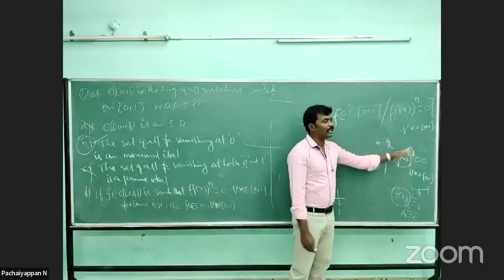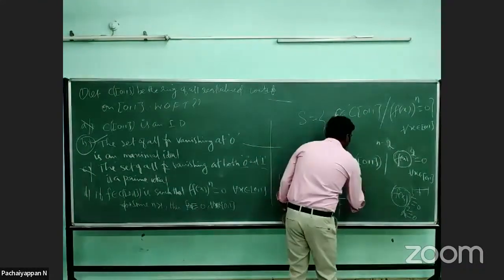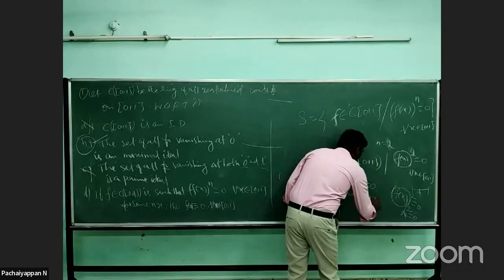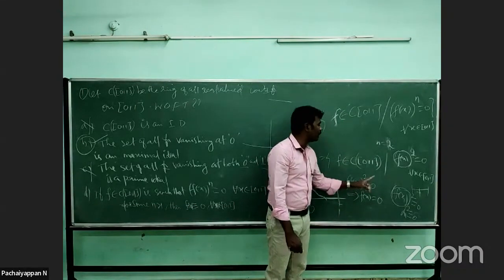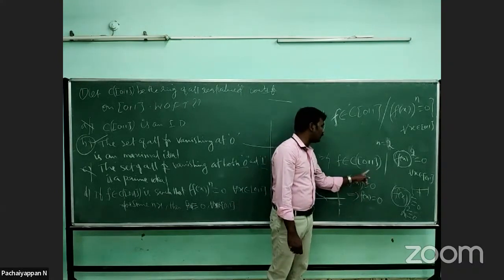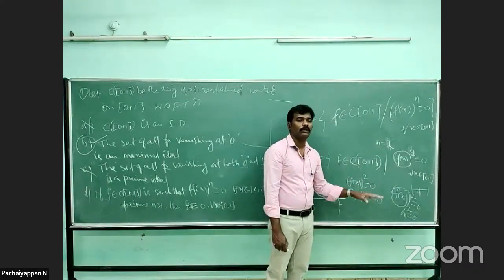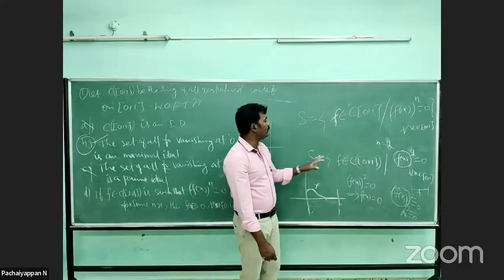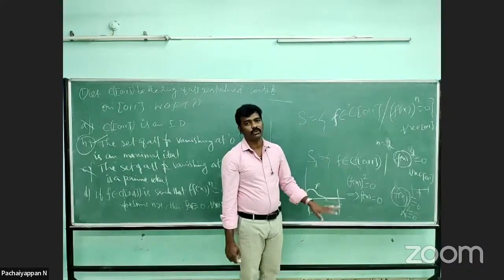Why? f of x square equal to 0 for all x means f of x whole square equals 0. This implies that f of x equals 0. Why? Because f of x is a real number whose square equals 0, which implies that real number equals 0, for each x whose output is a real number. Alpha square equals 0 implies alpha equals 0. So f of x square equals 0, f should be 0. Okay, S1 has only the zero element when n equals 2.